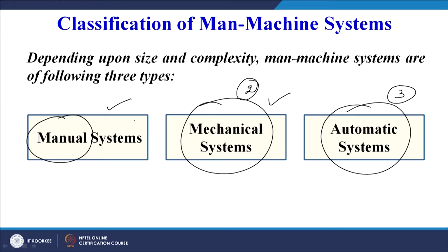So automatic systems are there, mechanical systems are there and manual systems are there. Now depending upon the requirement, depending upon the output that we want to desire, depending upon the quality of output that we want, we will choose. Depending upon the volume of output that we have to produce, we have to choose between the man machine system which is manual in nature, or mechanical in nature, or fully automatic in nature.